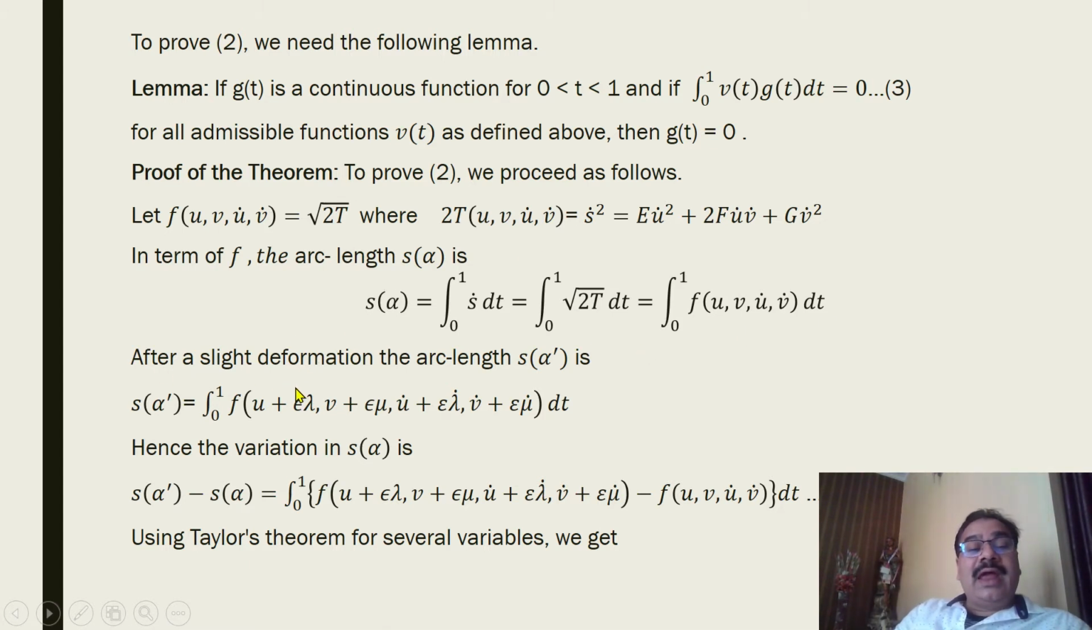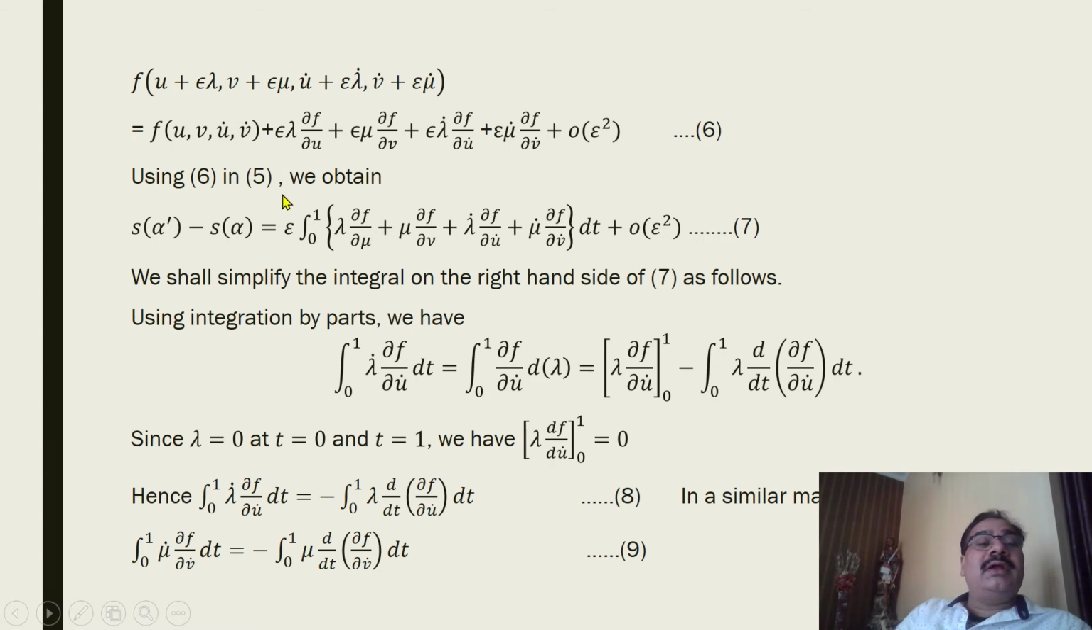After a slight deformation, the arc length s alpha dash may be defined as the integral from 0 to 1 of f(u plus epsilon lambda, v plus epsilon mu, u dot plus epsilon lambda dot, v dot plus epsilon mu dot) dt. Hence the variation in s alpha, meaning s alpha dash minus s alpha, may be defined like this, the difference of the above two equations.